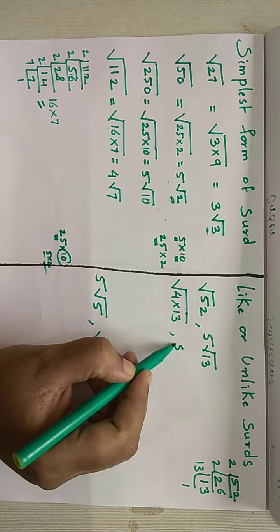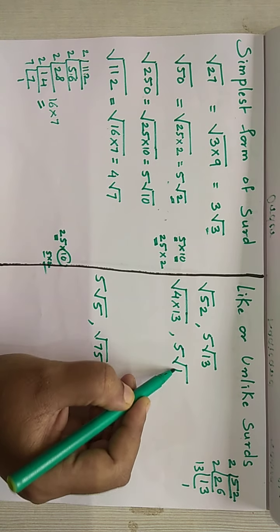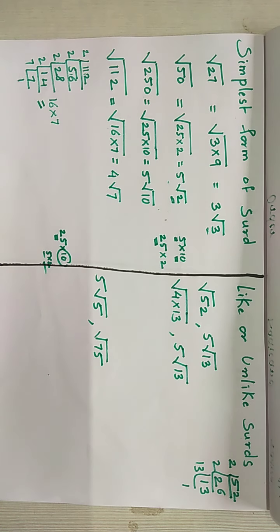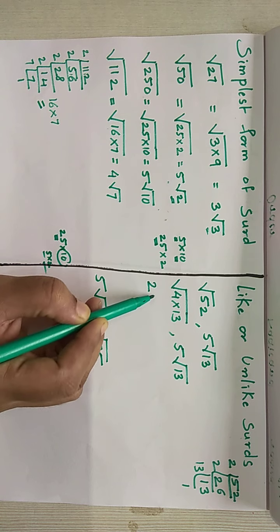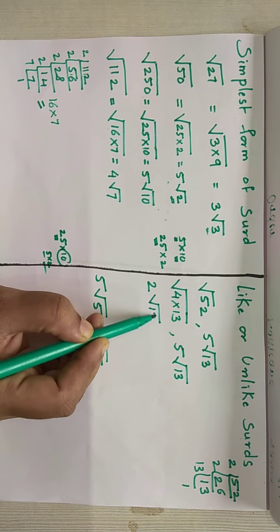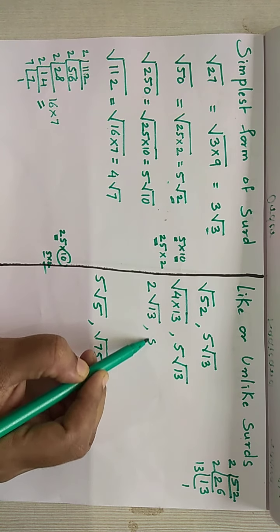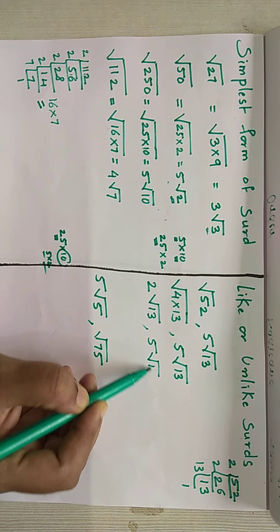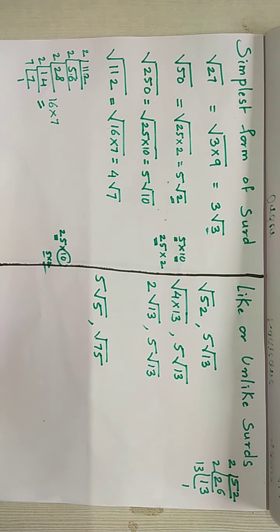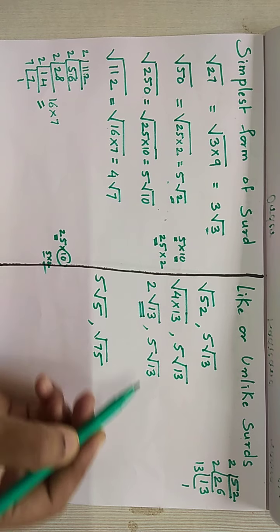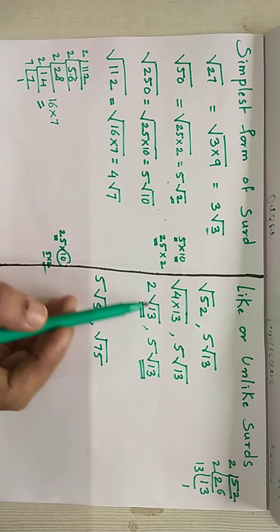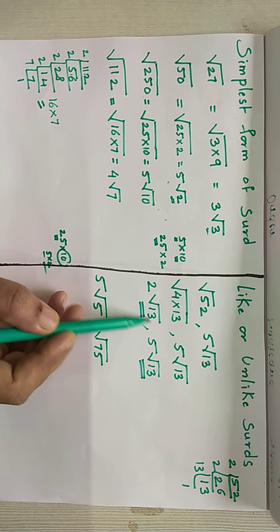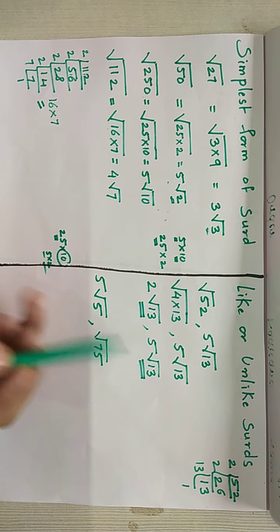Whereas 5 root 13 is already in simplest form. 13 cannot be factorized further. Now the square root of 4 is 2. So 2 will come out. Inside, root 13 will remain, and this will be 5 root 13 as it is. So now if you observe the third portion, that is this root portion, they are the same. The order is the same, the radicand is the same. The order is the same, 2 2, the radicand, the inside number, is the same, 13 13.